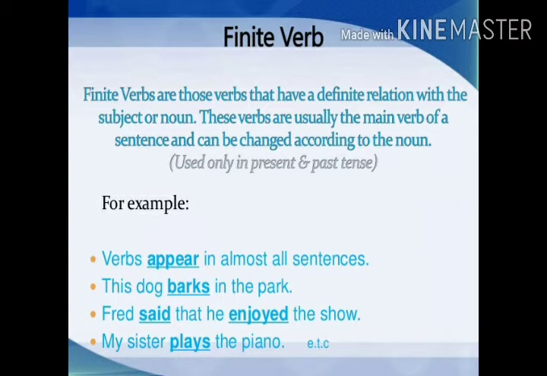For example, verbs appear in almost all sentences. So here, appear is a finite verb. This dog barks in the park. Barks is a finite verb here. Fred said that he enjoyed the show. So you can see said and enjoyed are the verbs. My sister plays the piano. So here plays is the verb.